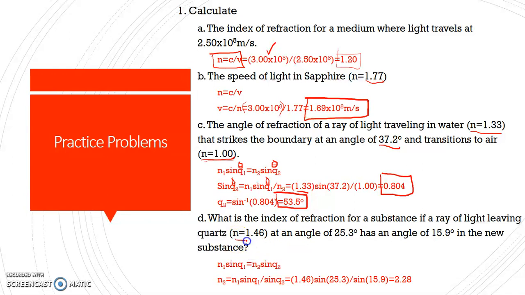Letter D says, what is the index of refraction for a substance if a ray of light leaving quartz, there's the index, at an angle of 25.3 degrees has an angle of 15.9 degrees in the new substance? So again, we use that same equation, and again, the Q's are the thetas. So make sure, again, you have that in your notes. We plug in the index of quartz, 1.46, sine the angle, 25.3, divided by the sine of the angle, 15.9. And this time we're looking for that index of 2.28. And remember, the index of refraction does not have a unit.